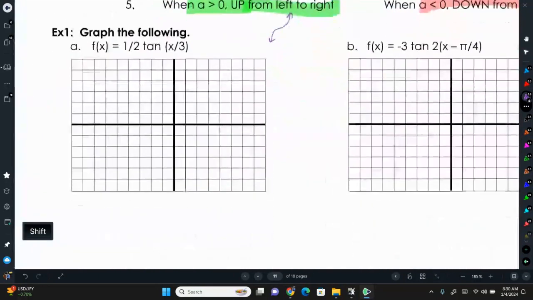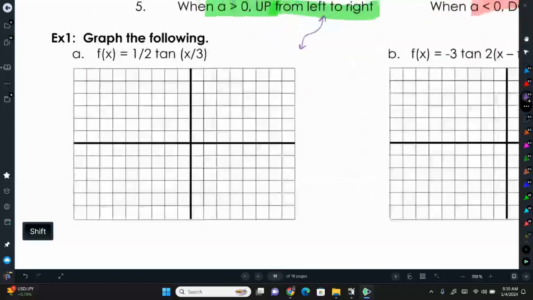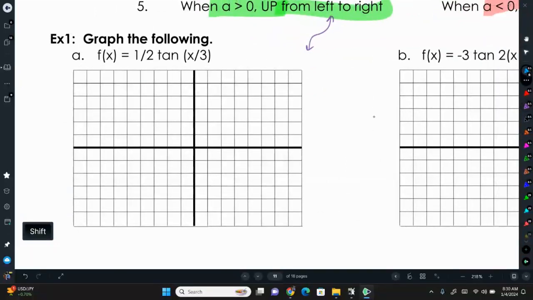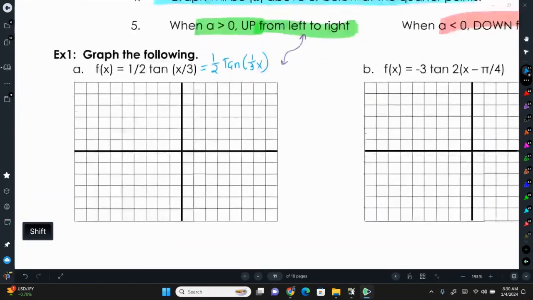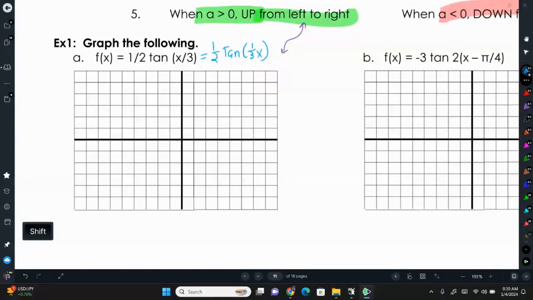So example 1, we're going to graph 1/2 tangent of x over 3. If you want, you can rewrite this to make it a little bit easier to see, as 1/3 x. So now you can see your b value a little bit easier. So down here, we're going to do all of our work for this.